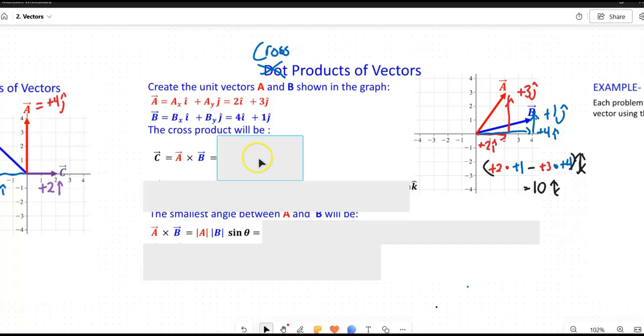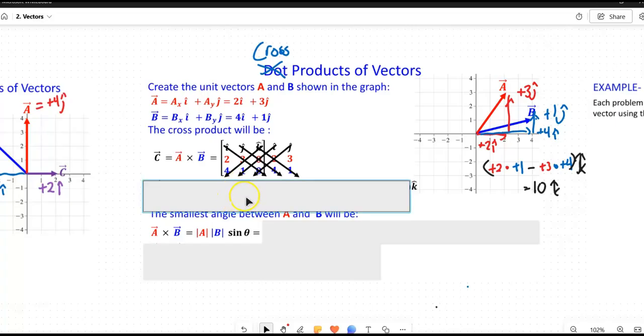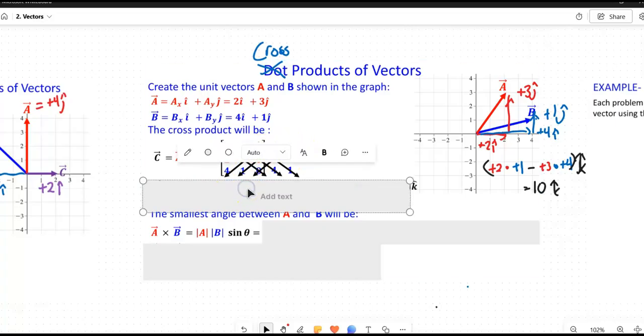So let's set up the vector multiplication part. It looks like this. And when we multiply it out, for the i hat it's going to be 3 times 0 minus 0 times 1. For the j, it's going to be 0 times 4 minus 0 times 0. And for the k, it's going to be 2 times 1 minus 4 times 3.